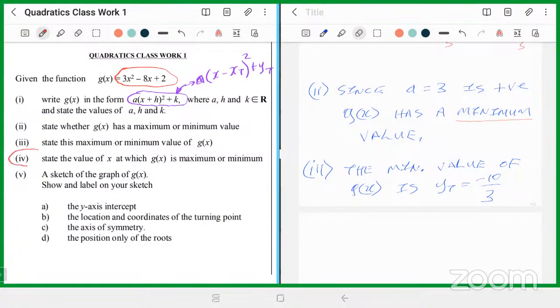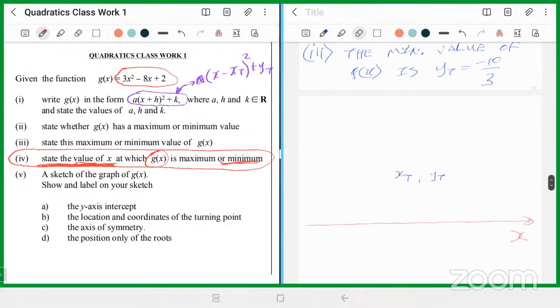And then the next part now is asking us to state the value of x. See? State the value of x. So this question is asking us for a value of x, so we cannot give a y value if it's asking us for a value of x. State the value of x at which g of x is minimum. In other words, what is the value of x when g of x is minimum?